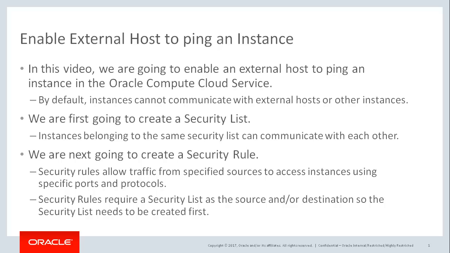Next, we'll create a security rule. Security rules allow traffic from specified sources to access instances using specific ports and protocols. As we will see, security rules require a security list as the source and/or the destination. Therefore, the security list needs to be created before the security rule.